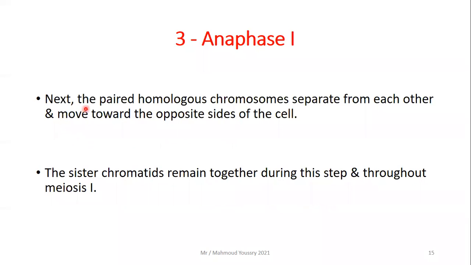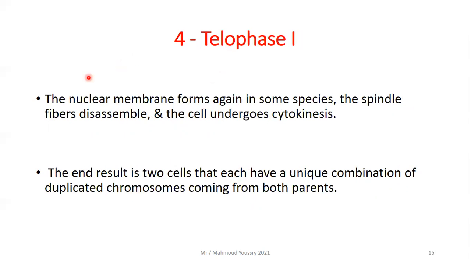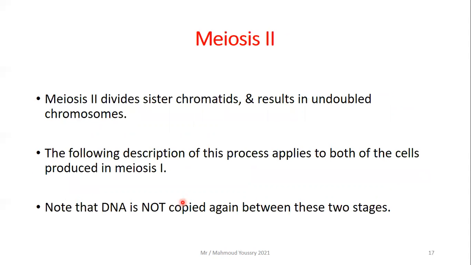Then anaphase 1. The paired homologous chromosomes separate from each other and move toward the opposite sides of the cell. The sister chromatids are still together. They remain together during this step, anaphase 1, throughout meiosis 1. Then telophase 1. The nuclear membrane forms again in some species, the spindle fibers disassemble, and the cell undergoes cytokinesis. The end result of meiosis 1 is two cells that each have a unique combination of duplicated chromosomes coming from both the parents. Then let's move to meiosis 2.